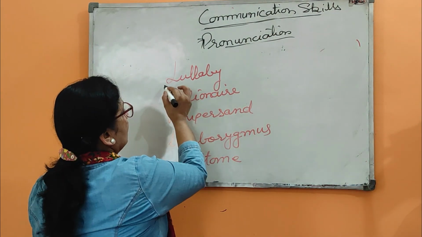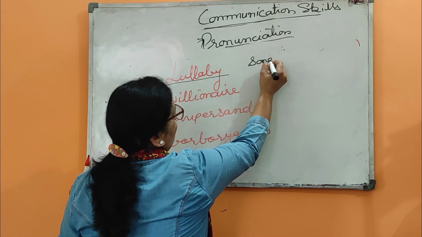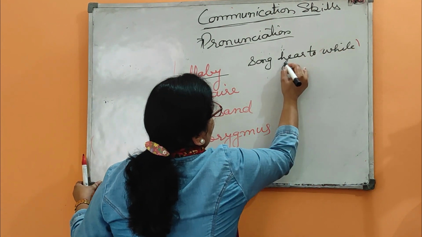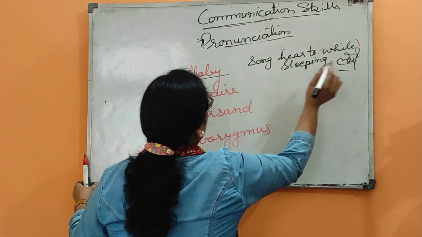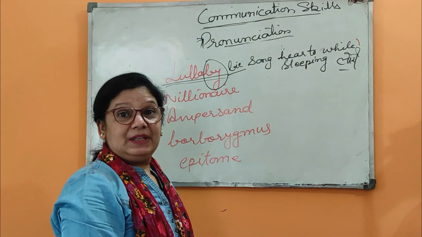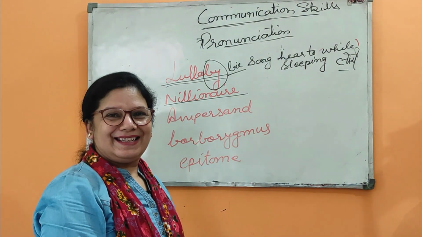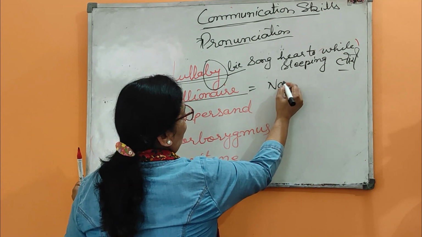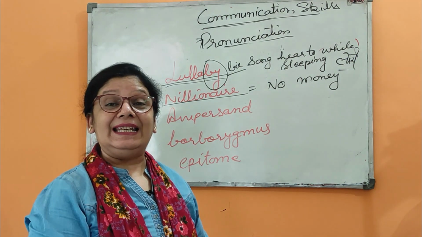The first one is lullaby. Lullaby, जिसे हम एक song बोलते हैं, a soft song that you hear while sleeping. और ये बच्चे सुनते हैं, जिसे हम क्या बोलते हैं, लोरी बोलते हैं. एक्चुअली हिंदी में भी लिख देती हूँ लोरी. So lullaby, this is lullaby. And this is millionaire. You must have heard millionaire, one who has millions of rupees. Millionaire means having no money. This term is used for a person who has no money, millionaire.